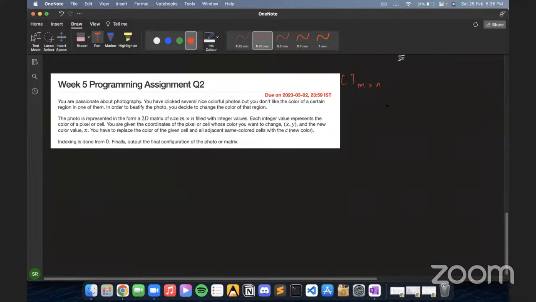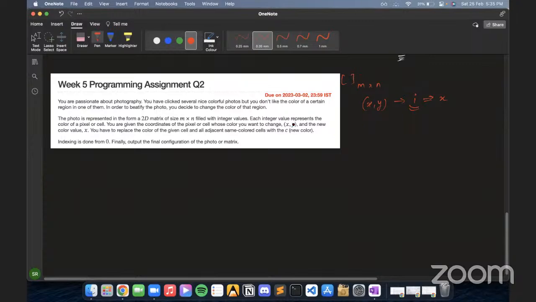The integer value represents the color of a pixel or a cell, and you are given the coordinates of the pixel, or cell, and the color that you want to change it to. So we want to change the color of the pixel at x comma y to a new value. Earlier it was some integer I, and we want to change it to x. But once we change it to x, for all the adjacent same colored cells, basically all the cells whose color was I, surrounding it, touching that x, y, we have to change them also to x.